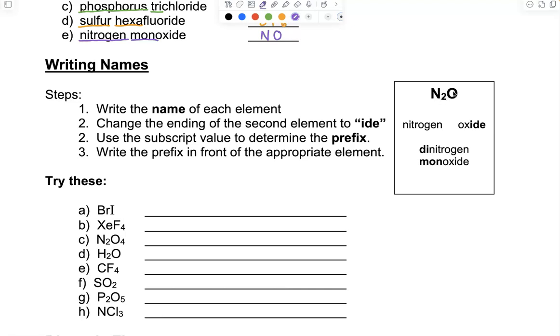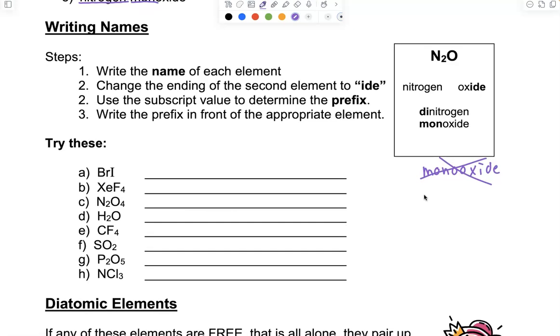So let's take N2O. We know that N is nitrogen, and the O is our oxygen, which we changed to oxide. Since there are 2 nitrogen, we write this as dinitrogen. 1 oxygen, we write that as monoxide. Again, you don't write it as monooxide, because again, that would be monoxide. So we just omit that second O beside it. Okay, so let's try a couple of these examples together.